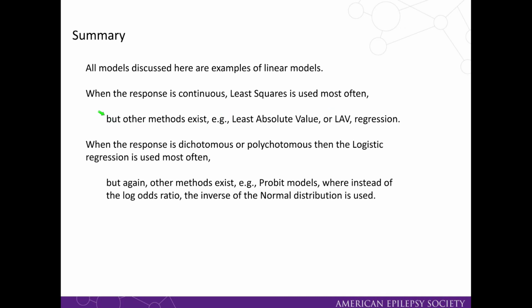Turns out it's actually a little more complicated than least squares, but that's for mathematical reasons. But there are lots of other ways of doing regression than least squares. When the response is dichotomous or polychotomous, then logistic regression is used more often. It doesn't have to be bivariate. It could be multi-categorical. But again, other methods exist. For example, in clinical chemistry, a lot of probit models are used, where instead of a log of the odds ratio, the inverse of the normal distribution is used to create a nice S-like curve. Remember, the logistic curve went from the lower left to the upper right in our case. It could go the opposite direction, but it had a nice bend to it which kept it between 0 and 1. There are other functions which do that. The inverse of the bell curve distribution is used to do that.